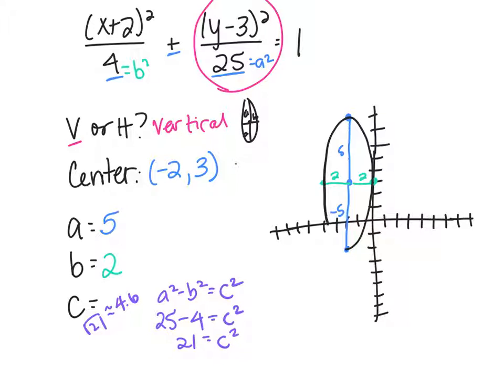The last thing we need is to put our foci on there. So C was 4.6. Remember, the foci should go on the major axis, which means on the longer axis. So up and down this time. So we count up 4.6. There's one focus. Count down 4.6 for the other focus. So the main thing to remember with that, when you're going vertical, all of a sudden A and C are your vertical numbers, B is your horizontal number.